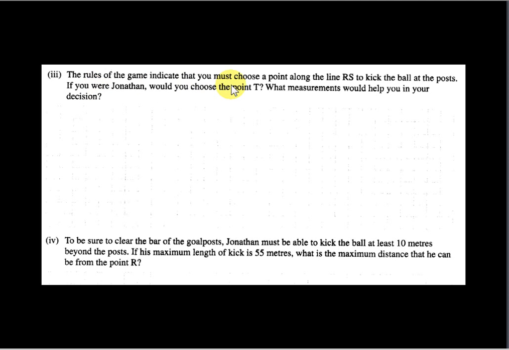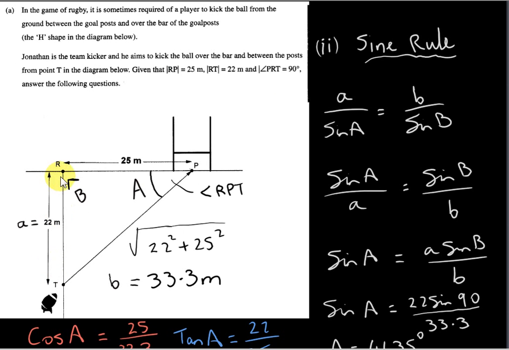The rules of the game indicate that you must choose a point along the line RS to kick the ball at the posts. Now S doesn't appear in this picture, so S must be a misprint. So I presume it's meant to be the line RT, so he can kick the ball from any point along this line here.